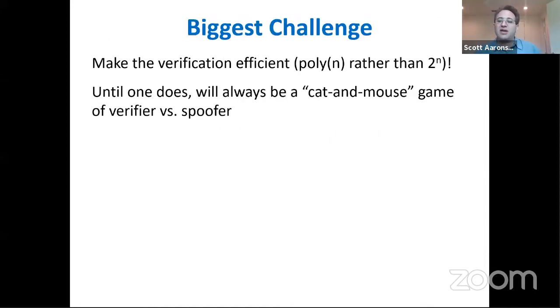Now let me tell you what I think is the biggest challenge for this protocol and for really making it useful. It's something I mentioned before: to find a way to make the verification efficient, so that it can be done in time polynomial in n rather than 2 to the n. The trouble is that until one does that, there will always be a cat and mouse game between the verifier and the spoofer. If the verification time and the spoofing time are both of order 2 to the n, then you're limited to, let's say, 60 or 65 qubits, and then maybe spoofing could be done.